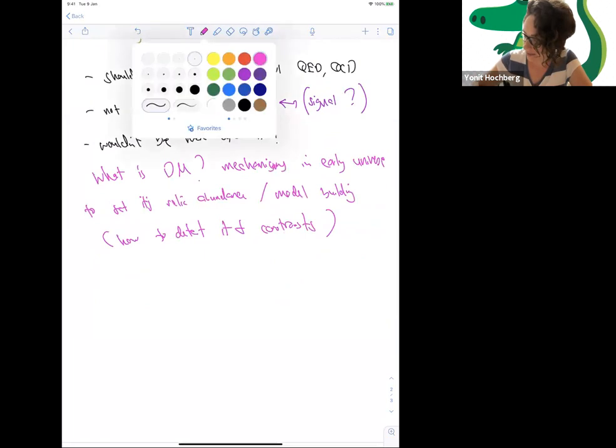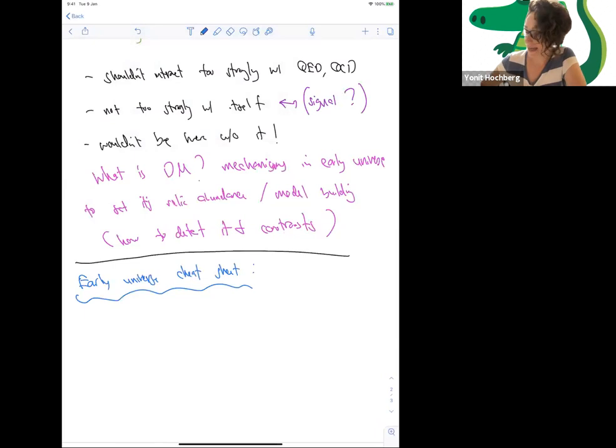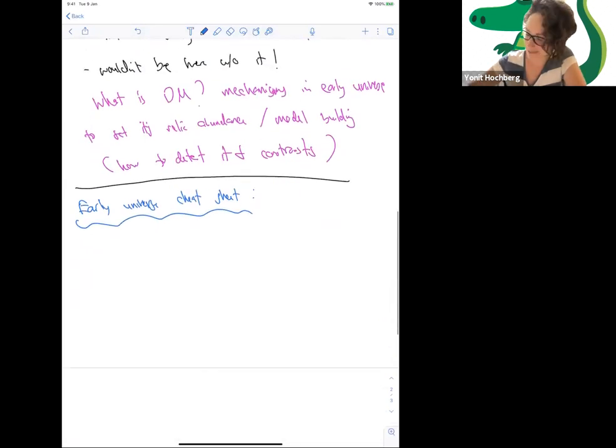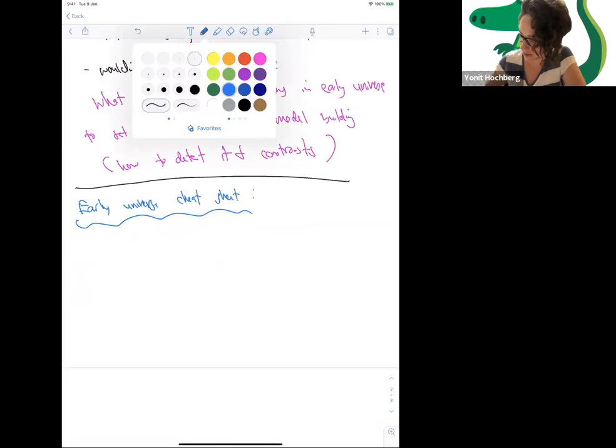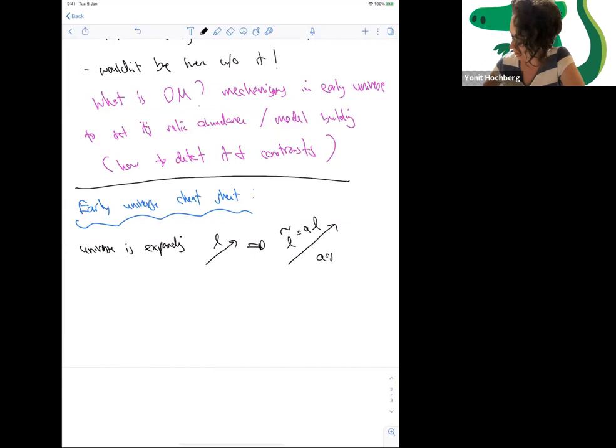So let's start with an early universe cheat sheet. Okay, this will be everything we're going to need to know about the early universe. So as you know, our universe is expanding. And that means that if I have some length L, then it's going to expand to be some other length. It'll be A times L, where A is the scale factor.